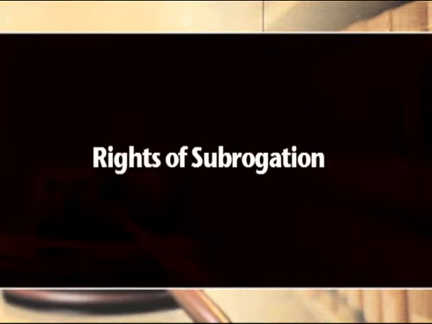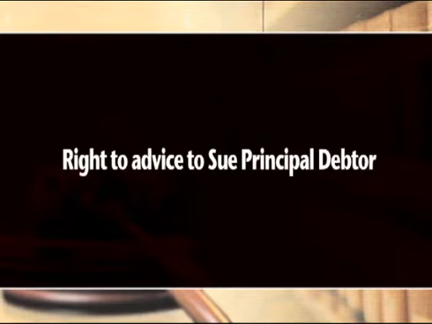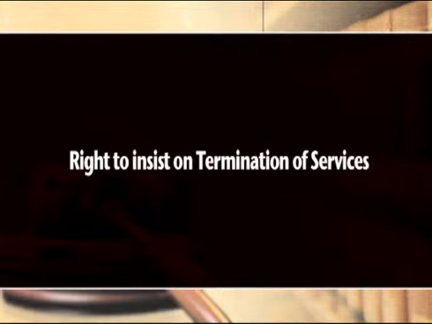Right of subrogation. When every surety makes payment to creditor, creditor forgoes or loses all of his rights in his capacity as creditor, and those rights will be attained by surety. Right to advise to sue principal debtor. Surety has right to give advice to creditor to proceed legally against principal debtor for the purpose of recovering the amount.